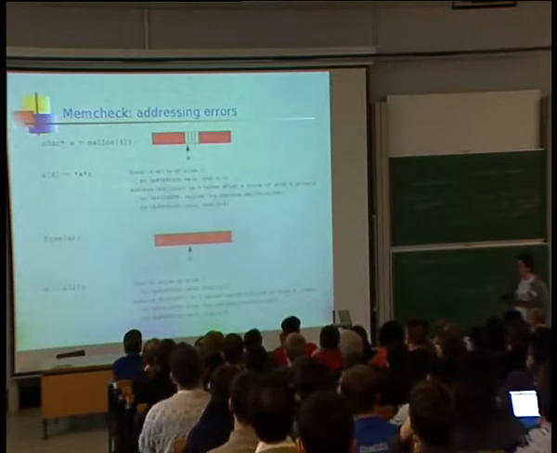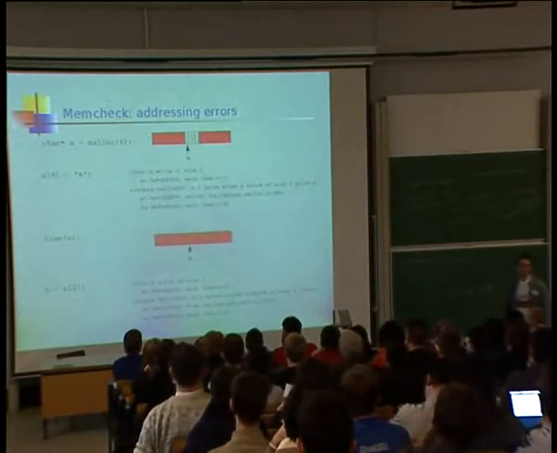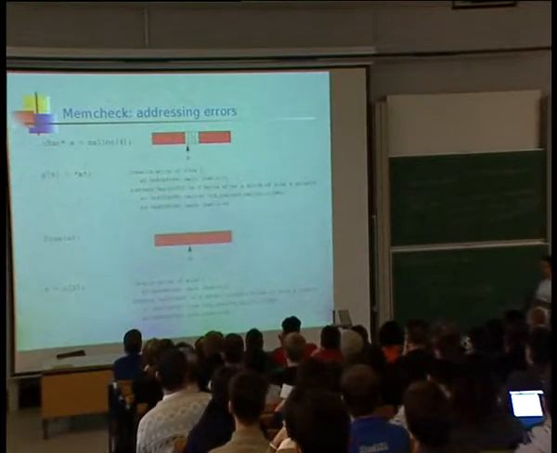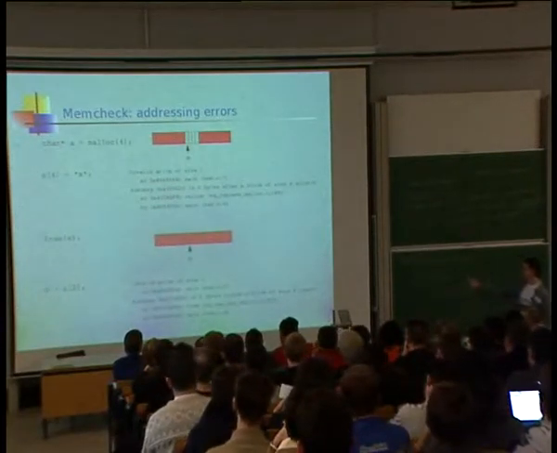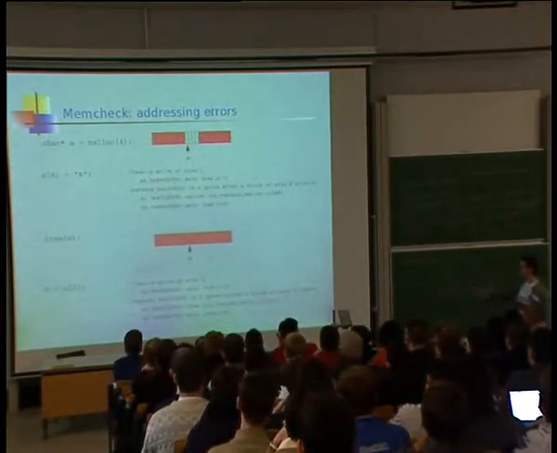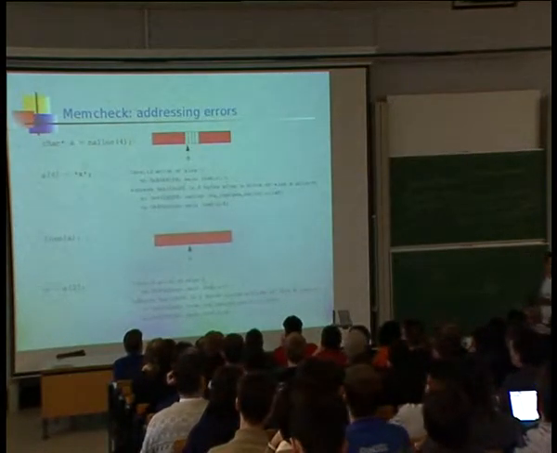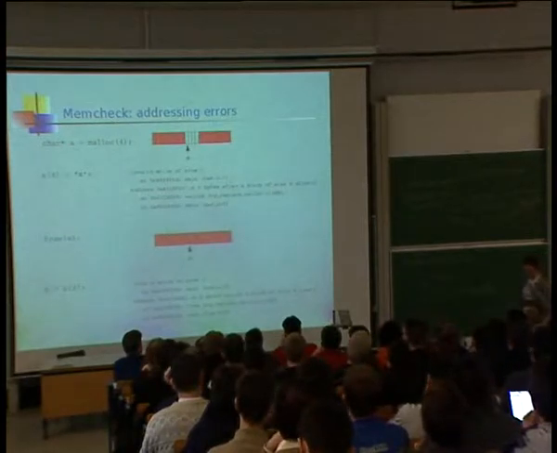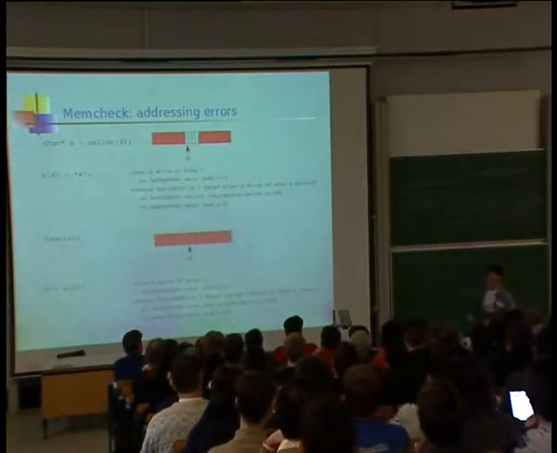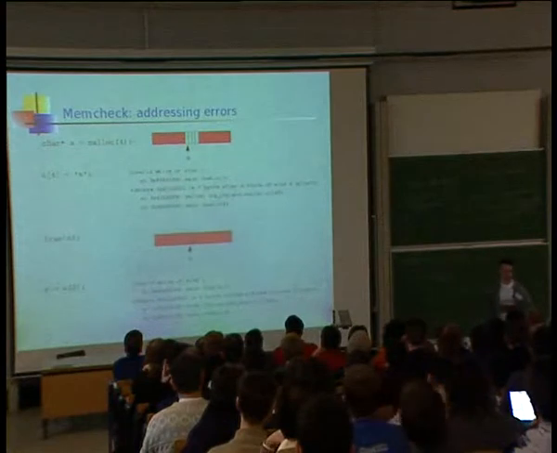Then when you free the thing up, the whole block is painted red, and if you read or write in that area, it complains again, except this time it's telling you that you're dealing in a freed area. So this is probably familiar stuff if you've used the tool.